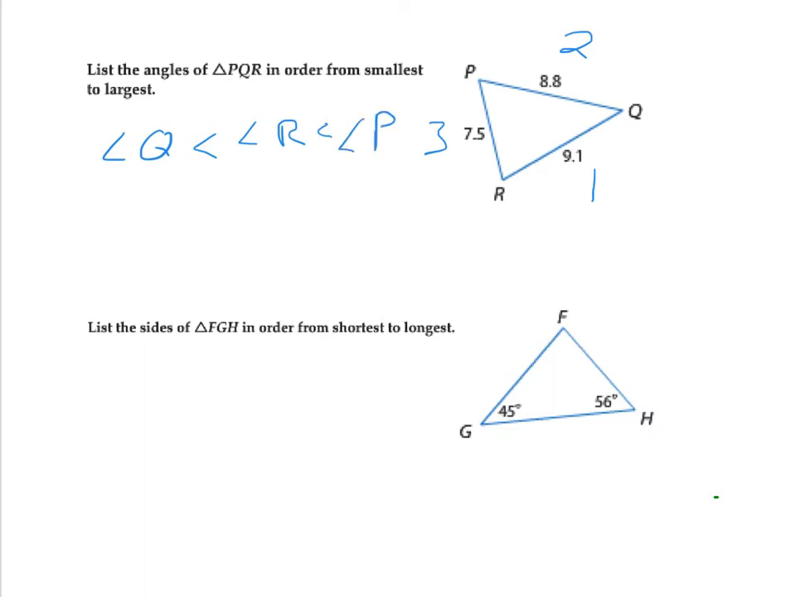List the sides in order from shortest to longest. Well, looking right here, our missing angle, 45 plus 56, is 101. So this must be a measure of 79. It's our biggest angle. So our shortest side is going to be opposite the smallest angle, which is FH. FH is less than the second biggest side, FG, and that's going to be less than our biggest side, which is GH, opposite our biggest angle.